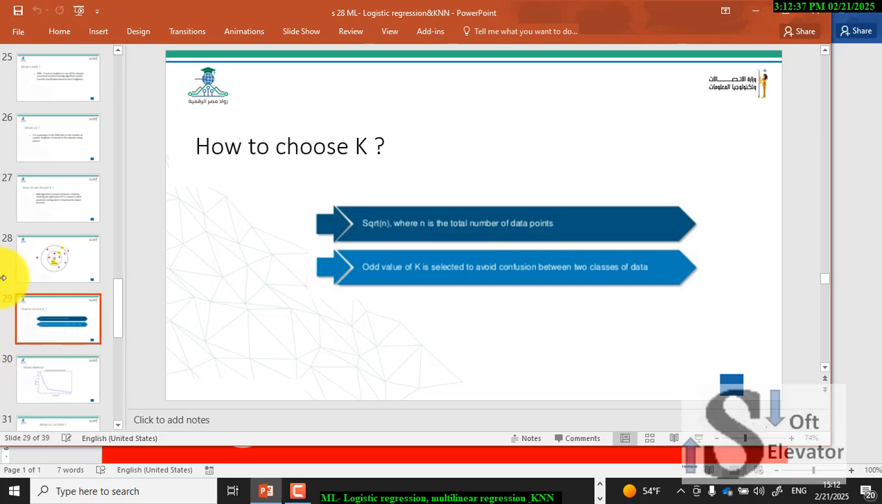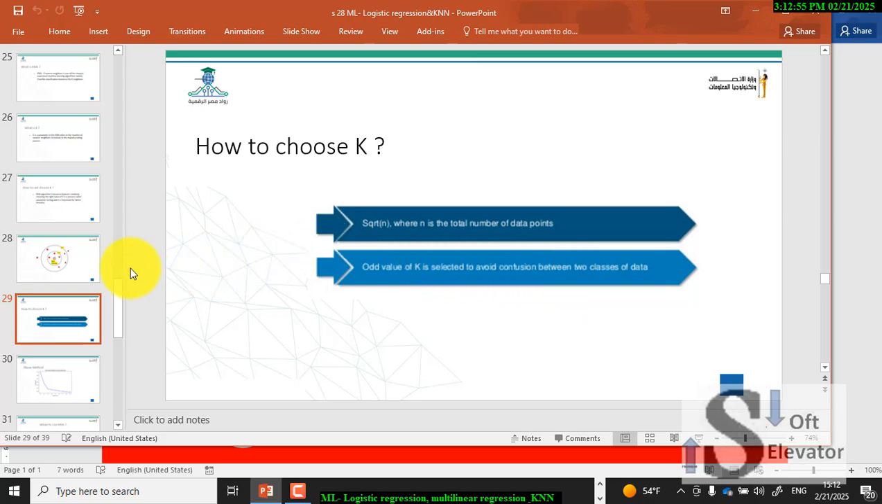Square root of n, where n is the total number of data points. An odd value of K is selected to avoid confusion between the two classes.